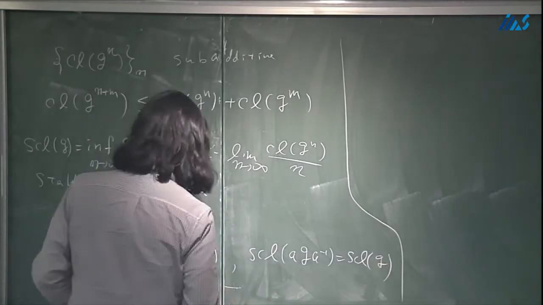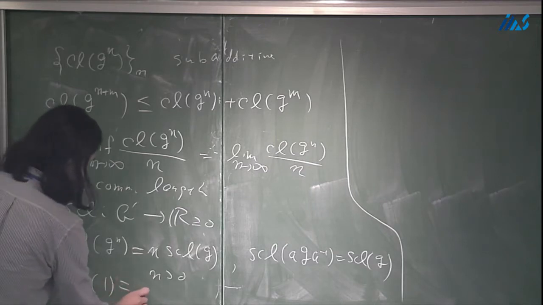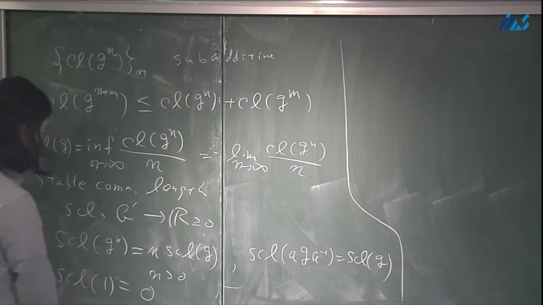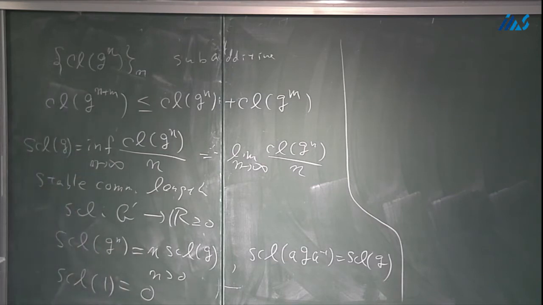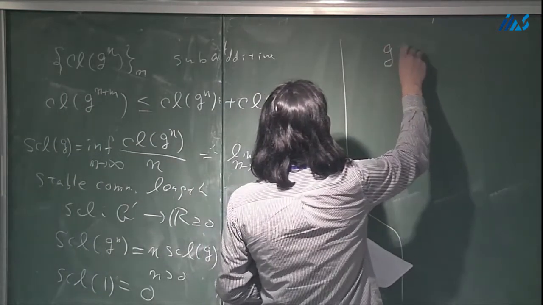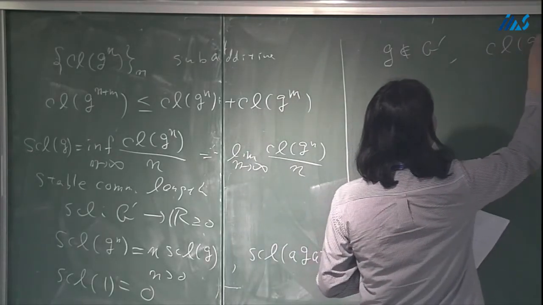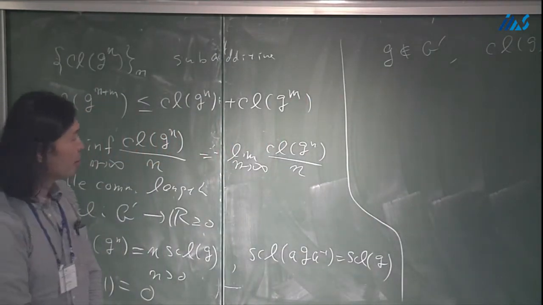Okay, what else do we know? Well, SCL of the trivial element is 0, because of the definition. The trivial element, for example, is the commutator of a and a, and just divide by the power, n is 1. So that's what you know. Okay, so I introduce one convention. If the element is not in G prime, then let's say the commutator length of g is infinite, because you can't write it as a product. So the commutator length is just infinite.